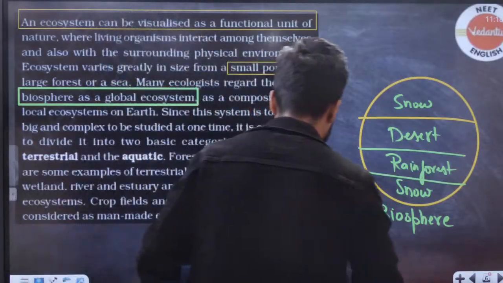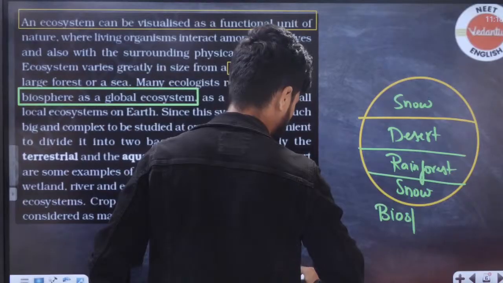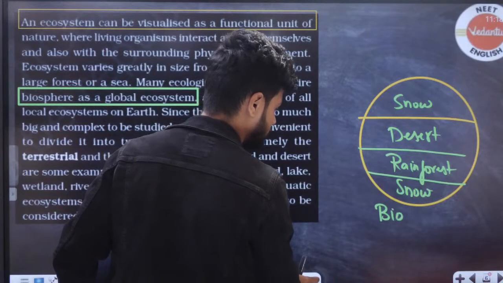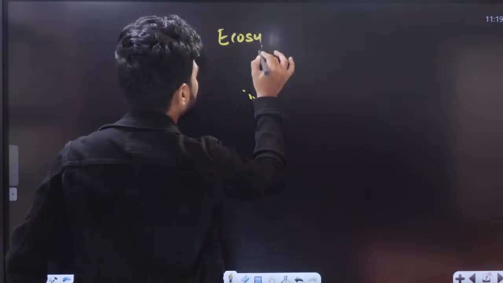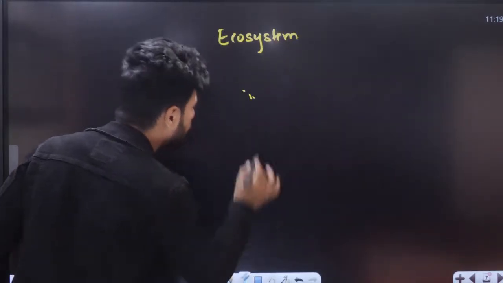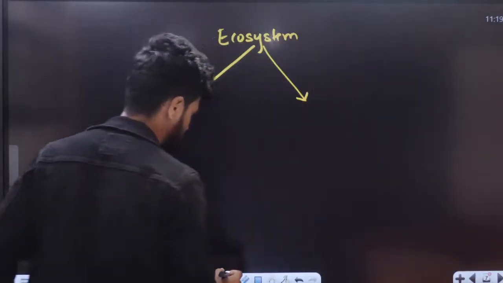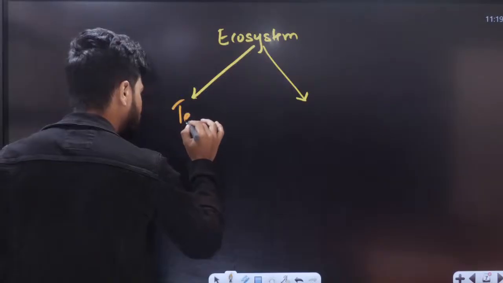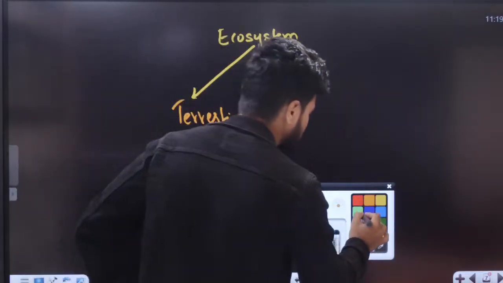The basic form, students, understand. To make this entire process easier, the entire ecosystem can be divided into two separate categories. Can anyone tell me the two broad types of classification of ecosystem? One is based on water, the other is based on land. One is called terrestrial, and the other is called aquatic.